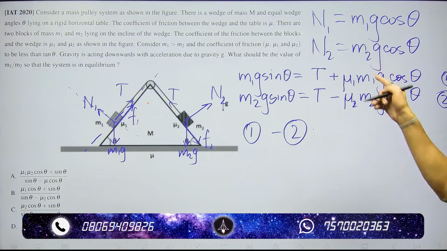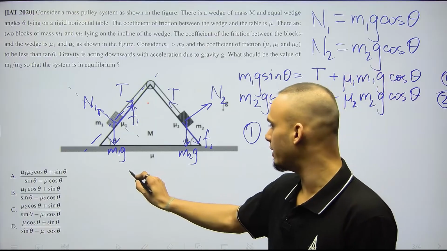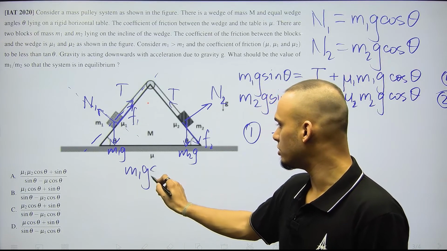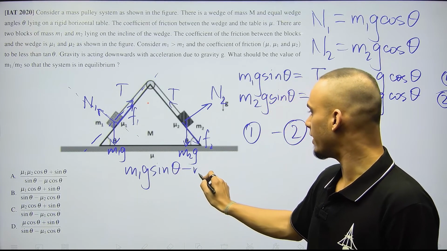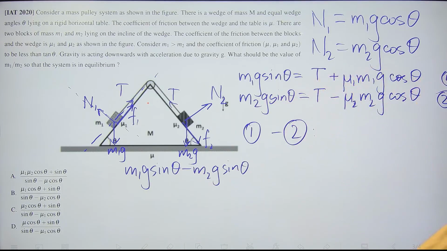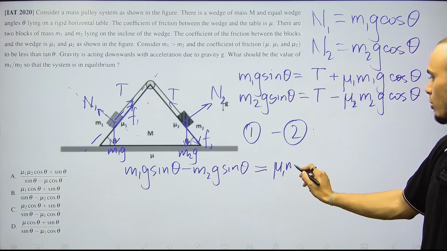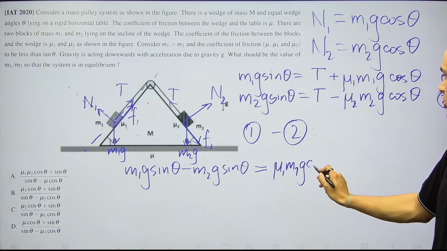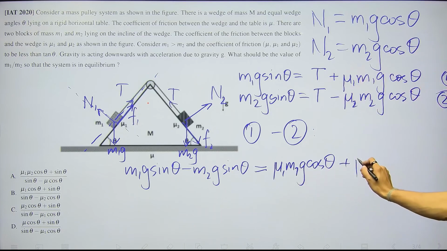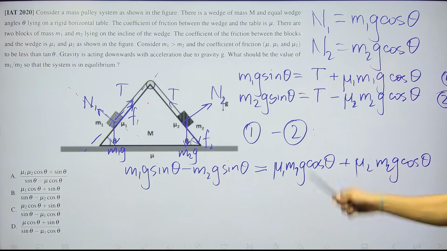So let's just write down that expression. m1 g sin theta minus m2 g sin theta will be left. Let's write down here m1 into g into sin theta minus m2 into g sine theta. T will get cancelled and what will be left is the friction forces on both the objects, mu1 m1 g cos theta plus mu2 into m2 into g cos theta. So this is the equation that we are left with after subtracting equation 2 from equation 1.